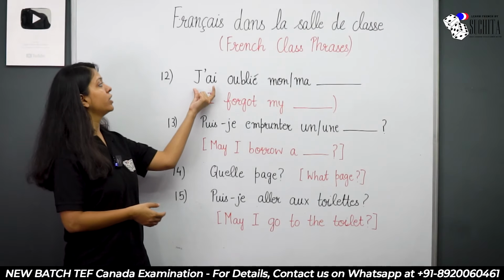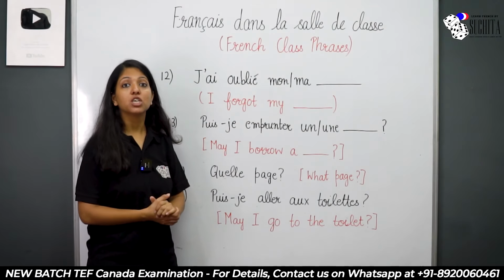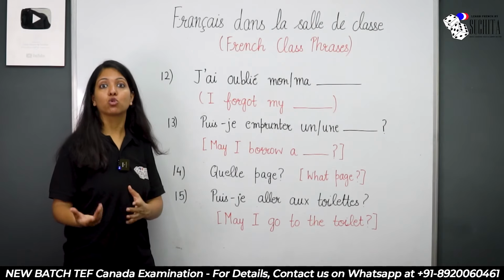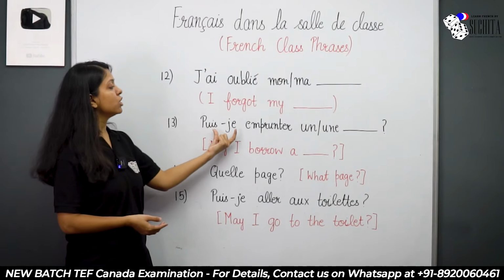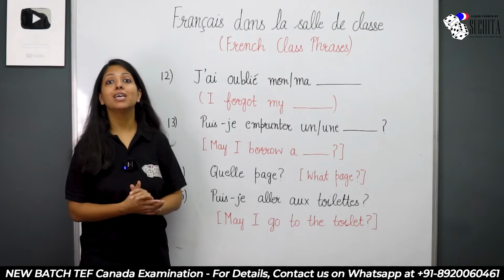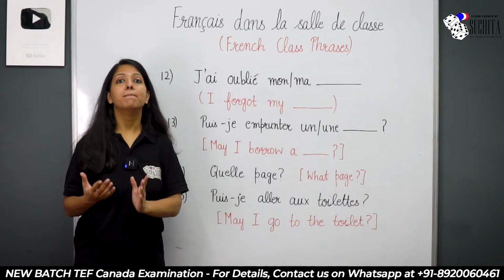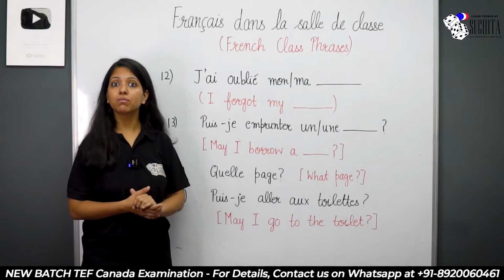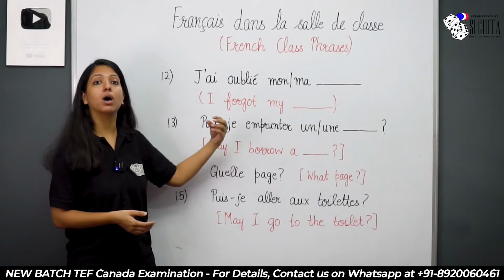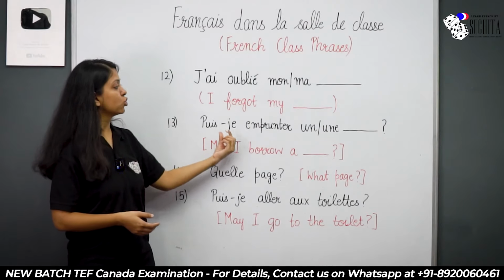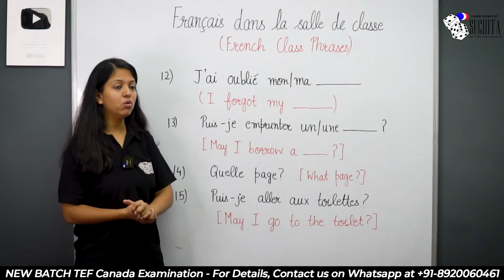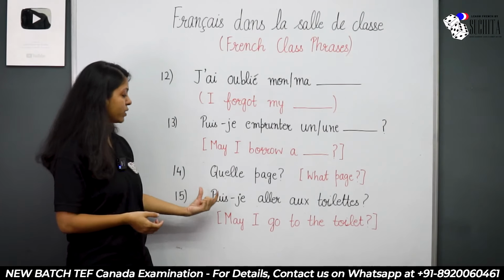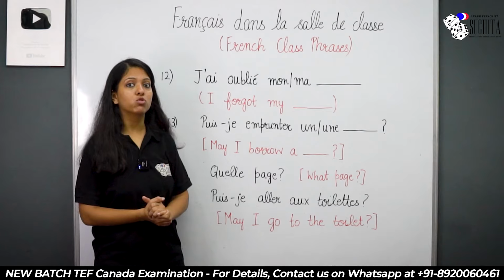Je répète, j'ai oublié mon ou ma. J'ai oublié mon livre, or I can say ma trousse. The next one is, puis-je emprunter un livre or un stylo? May I borrow a book or a pen? The next one, quelle page? The next one is, puis-je aller aux toilettes?